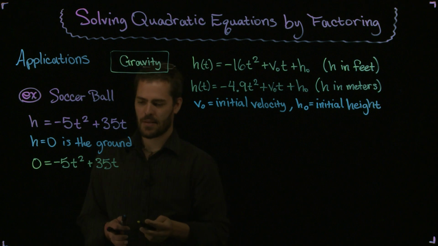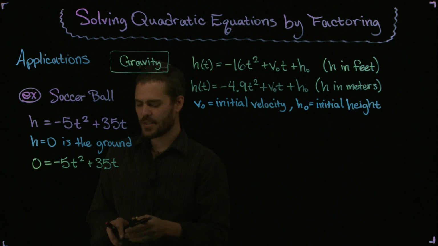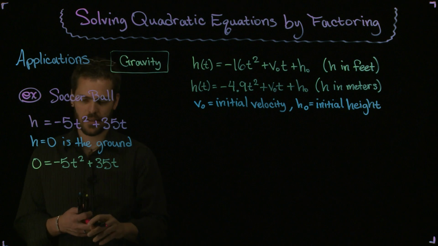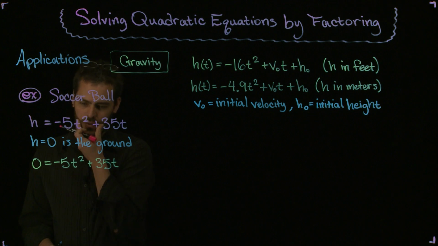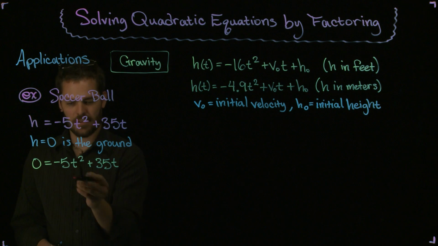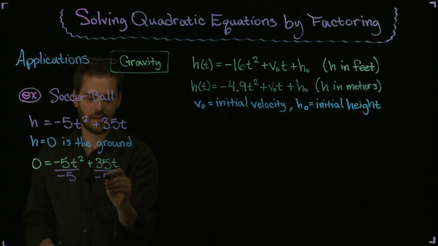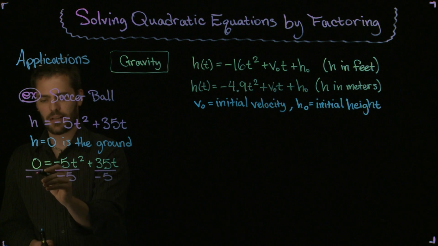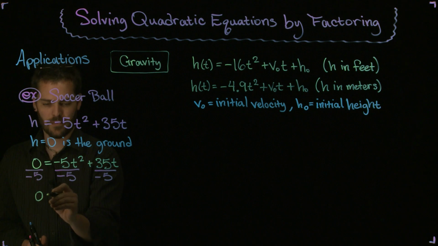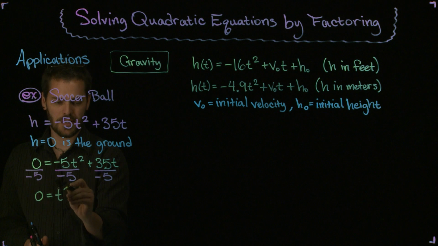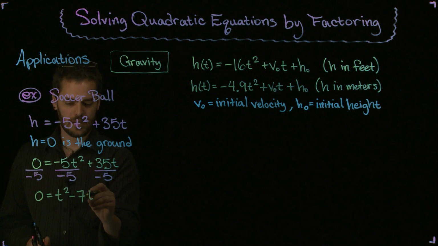And I am going to attempt to factor this quadratic equation to solve it. There is something I would do right away, and notice that there is a greatest common factor of 5. So you can factor that out, or you can divide everything. I would divide everything by, in fact, negative 5 as a personal choice. You've got to do it to the other side of the equation as well. 0 divided by anything is 0. On the right side, this just gives me t squared. 35 divided by negative 5, negative 7 t.